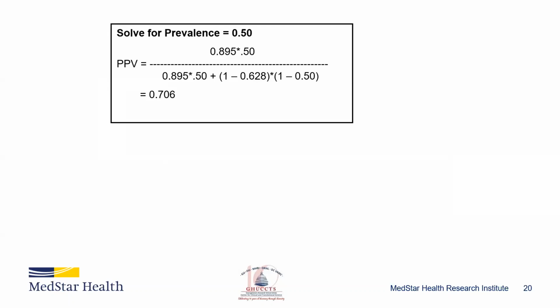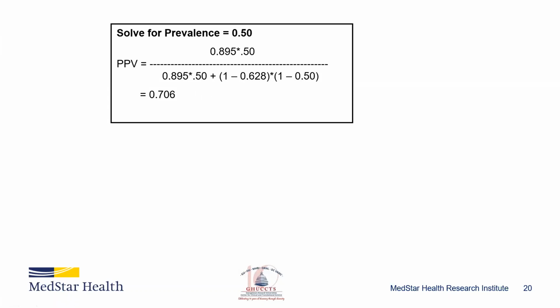So then I just need to plug that value into my formula. And you see that in this case, it's the sensitivity times my new prevalence, and then the numerator is the same as before. Sensitivity times my new prevalence plus 1 minus the specificity times 1 minus the prevalence. And you can see that the positive predictive value here turns out to be only 0.7.